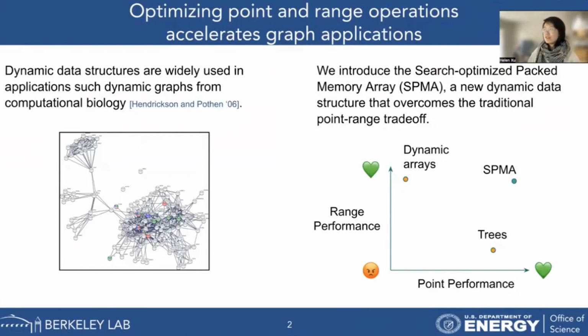Traditionally, dynamic data structures have been good for one of these types of operations, but not the other one. For example, dynamic arrays are good for range performance, but slow for point operations. On the other side, trees, which are a classical type of data structure, are good for point operations, but bad for range operations. And we introduced the search-optimized packed memory array, which is a new dynamic data structure that overcomes the trade-off between point and range performance.